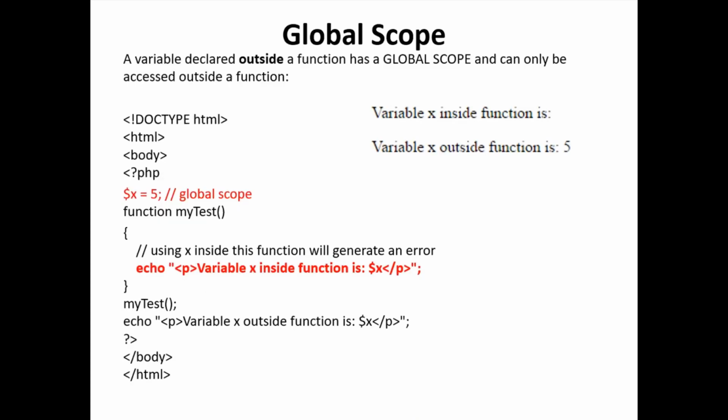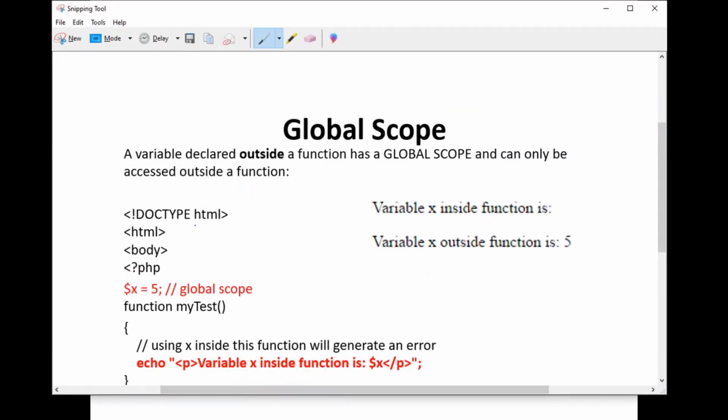Global scope: a variable declared outside a function has a global scope. If you declare a variable outside, it has a global scope and can be accessed only outside a function, anywhere in the program, but it is accessible outside functions only. So let's consider this example.